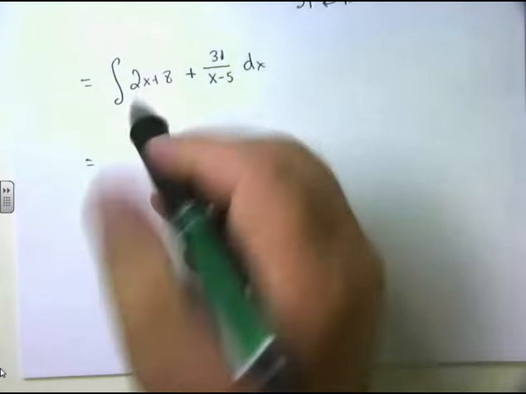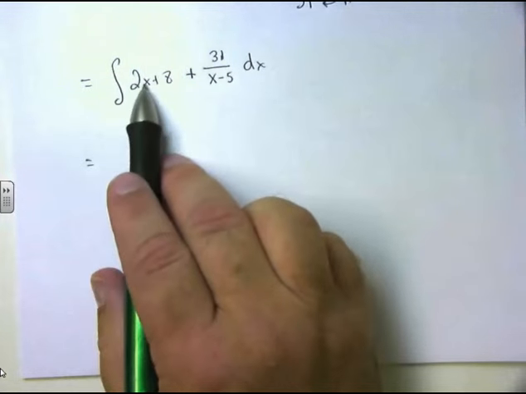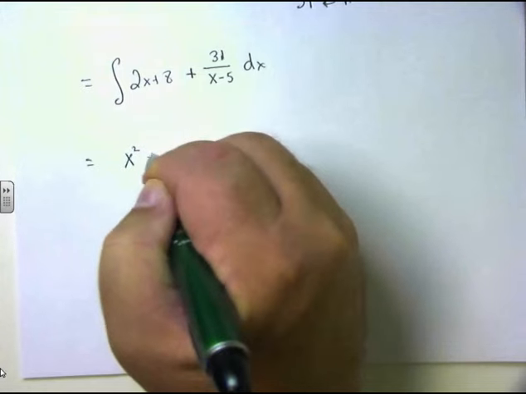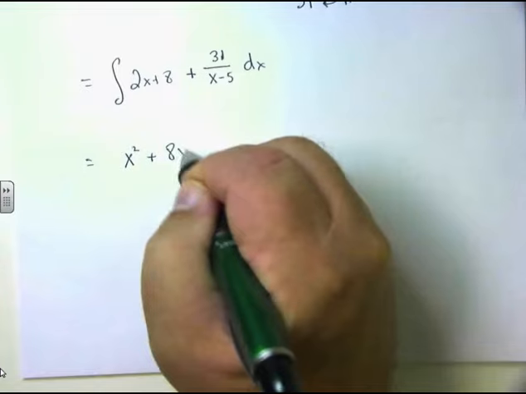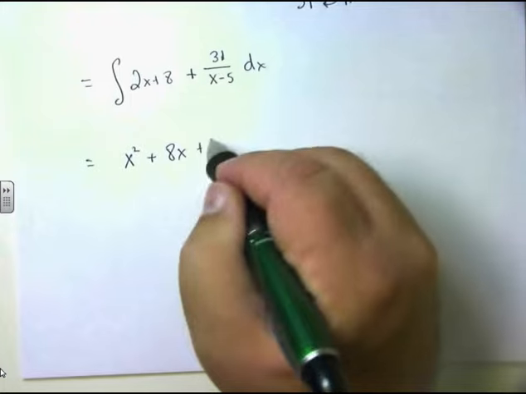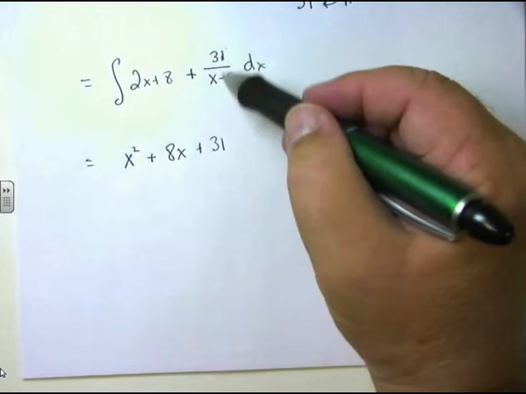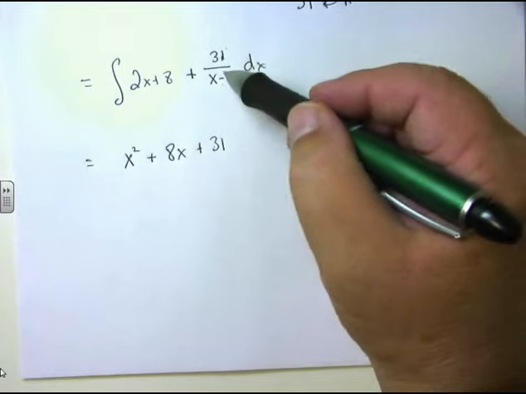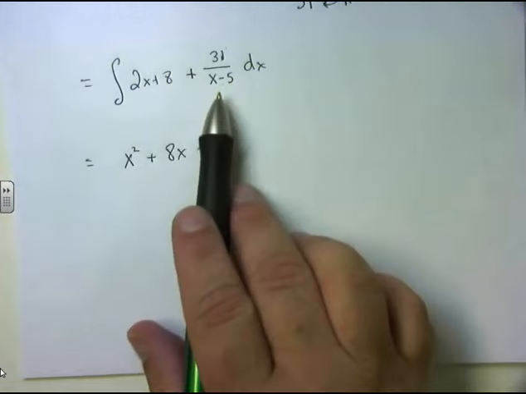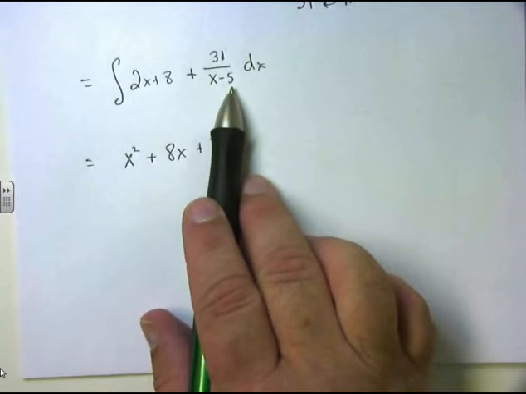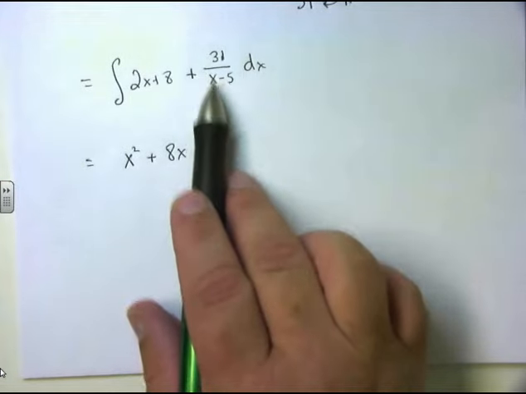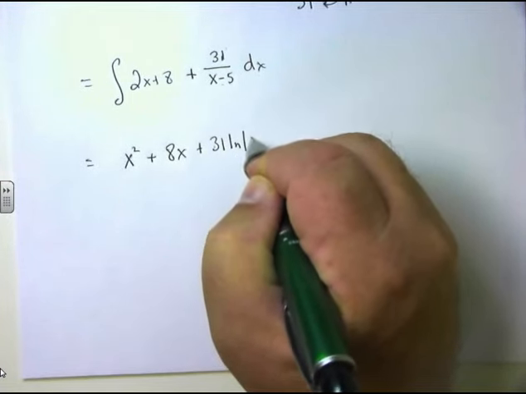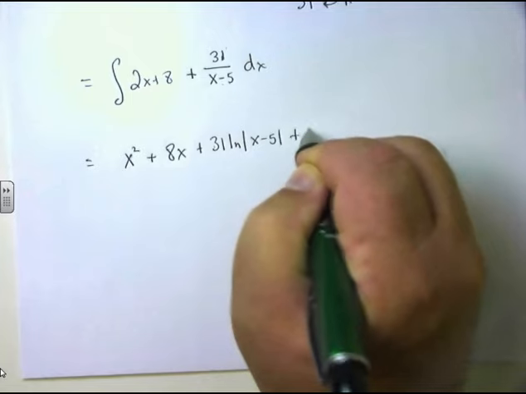So this is equal to, and now all you got to do is integrate. The integral of 2x is x squared, plus the integral of 8 is 8x, plus 31 is a constant. This becomes 31 times the integral of 1 over x minus 5 dx. And again, u-substitution in your head, you would let u equal x minus 5, which means du equals dx. That would be the integral of 1 over u, and the integral of 1 over u is the natural log absolute value of u, and u was x minus 5, plus c.